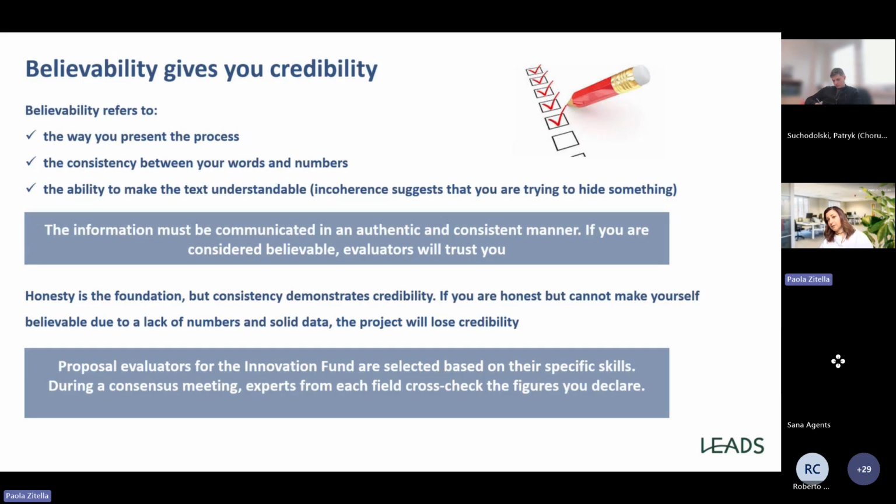If you are honest, but you cannot make yourself believable due to a lack of numbers or solid data, the project will lose credibility. And you have to keep in mind that proposal evaluators for the Innovation Fund are selected based on their specific skills. During a consensus meeting, more experts from each field cross-check the figures that you declare.